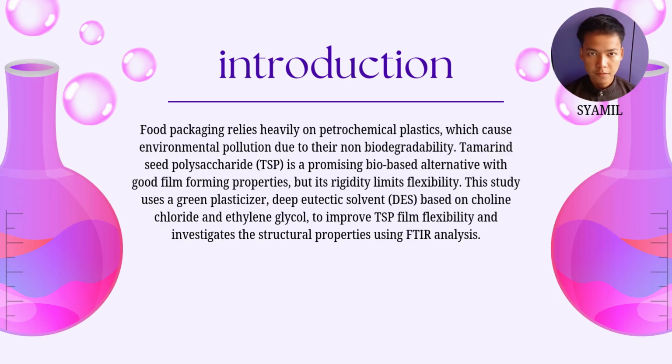Introduction. Food packaging relies heavily on petrochemical plastics, which cause environmental pollution due to their non-biodegradability. Tamarind seed polysaccharide, or TSP, is a promising bio-based alternative with good film-forming properties, but it rigidly limits flexibility. This study used a green plasticizer, deep eutectic solvent, or DES, which is based on choline chloride and ethylene glycol, to improve TSP film flexibility and investigated the structural properties using FTIR analysis.